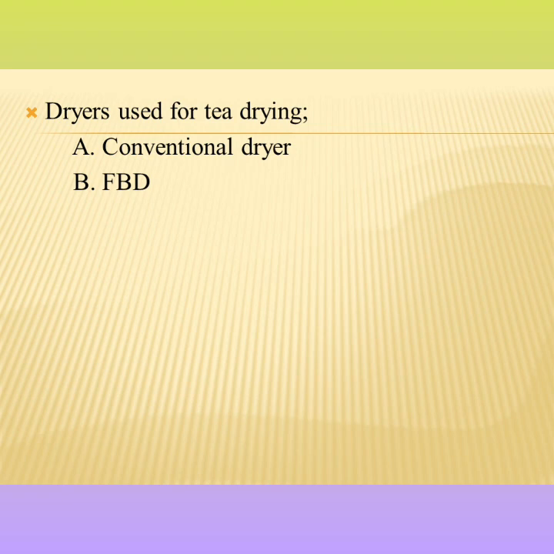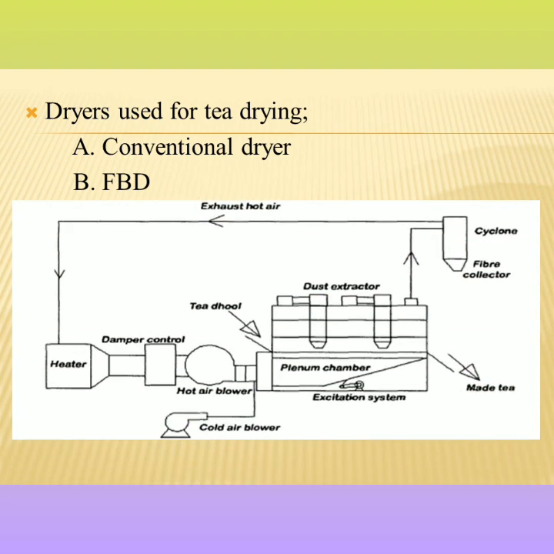There are basically two types of dryer used in our tea garden or tea processing unit. One is the conventional dryer and another is FBD. FBD is fluidized bed dryer. Nowadays FBD is mostly used. This is one schematic diagram of FBD.